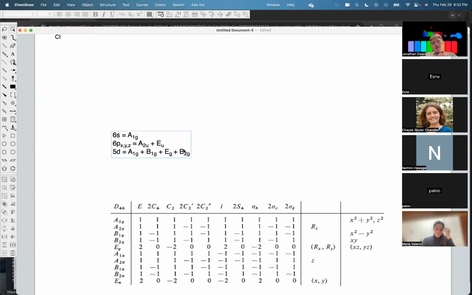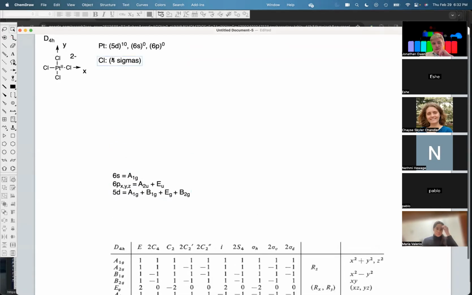So A's and B's are singly degenerate, E's are doubly degenerate. So the sum of these is 5, and there are 5 d orbitals. So we have them all, thanks to Nithme. All right, so there's the symmetries of the d orbitals. Now, we want to go and determine the symmetries of the chlorine 4 sigma orbitals.